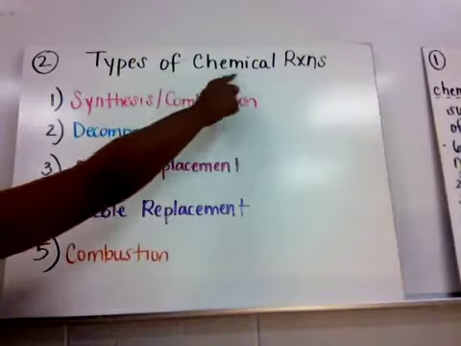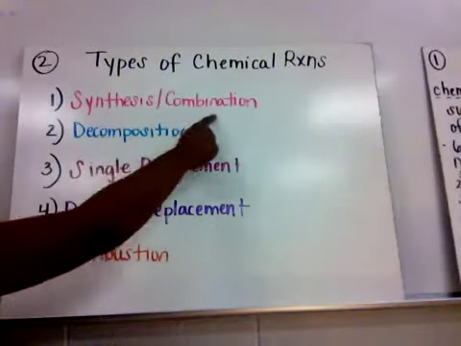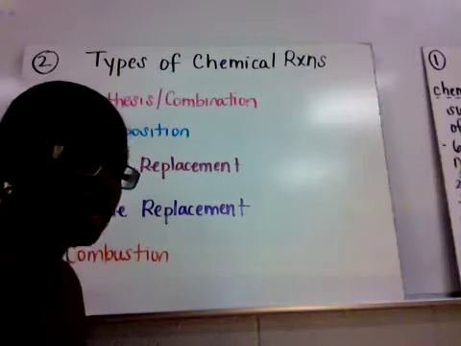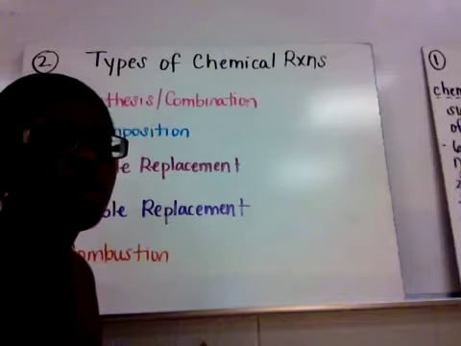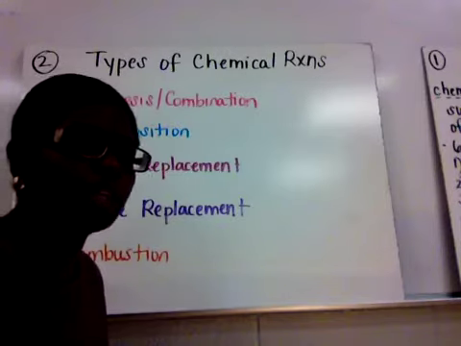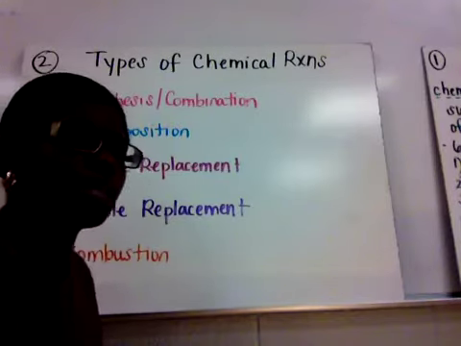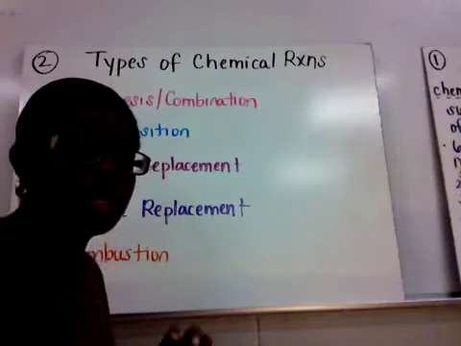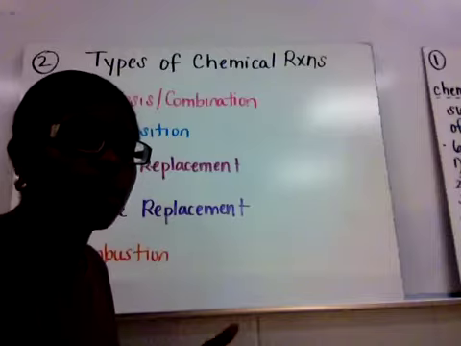So, types of chemical reactions. First, you have synthesis or combination reaction. To synthesize something is to make something. To combine something is to put something together. So, when you have a synthesis or a combination reaction, you're going to be making something or putting something together. Second one is decomposition. Decomposing something is to break something down.